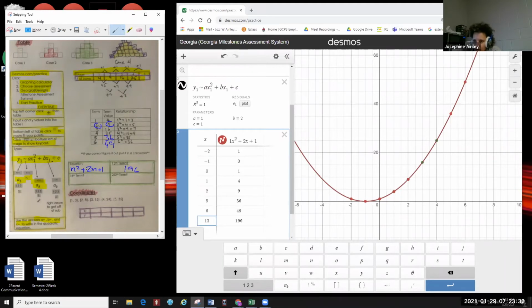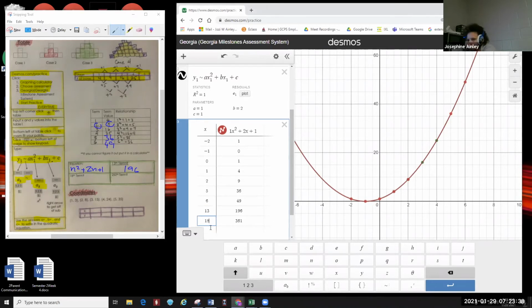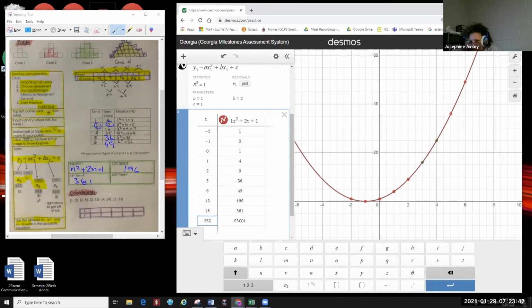Okay, so you put 13 squared plus 2 times 13 plus 1 is 196. What's the 18th term? Type that in, 361. What's the 250th term? Type that in, 63,001. Okay, and that's just how simple it is. So if you can't figure out the pattern, go ahead and put it in the calculator if all else fails and get the equation. Once you get the equation, whatever term they ask you for, you can find it.